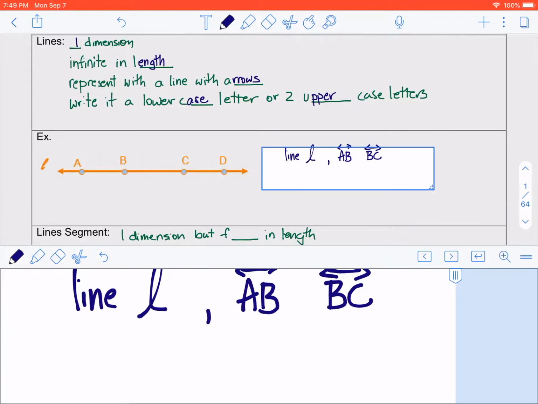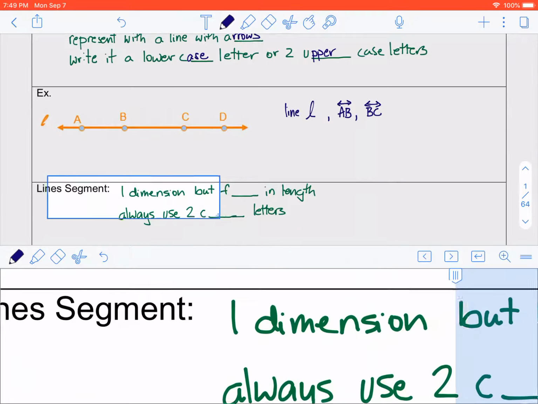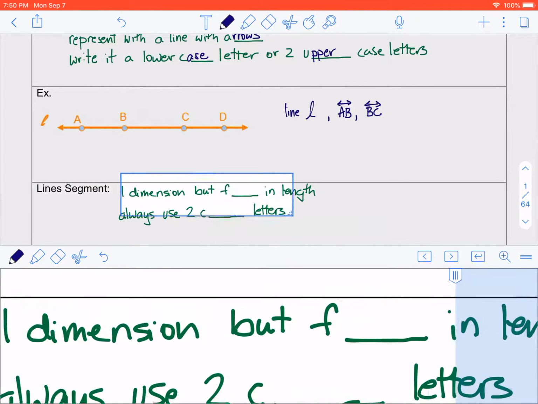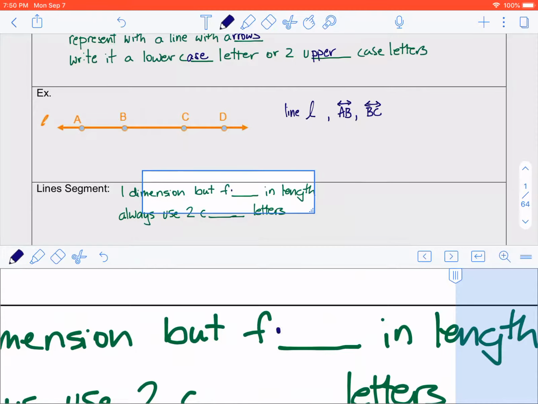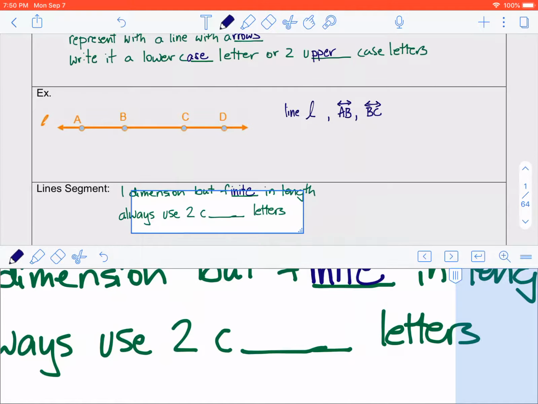Next, there are what we would call a part of a line, and that we would call a line segment. It has 1 dimension, and it's finite now in length, which means it has a specific distance. And that distance we can measure by finding the distance between the 2 points that obviously we have labeled with capital letters. Okay?